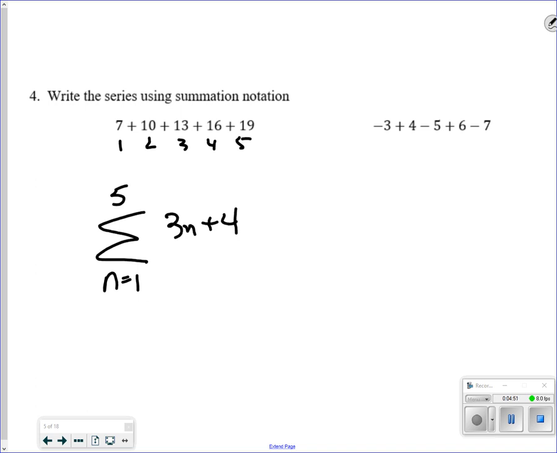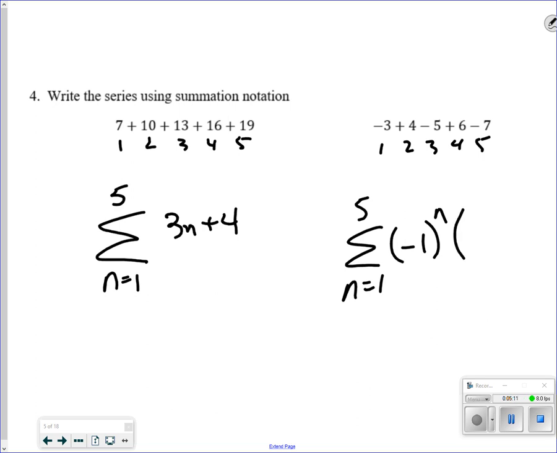Next one. There are 1, 2, 3, 4, 5 terms, so I'm doing a summation notation from 1 to 5. Now I have to write the rule for this. I notice that it's going back and forth, so we're talking about -1 to the nth power, and then you're basically multiplying that by n plus 2.